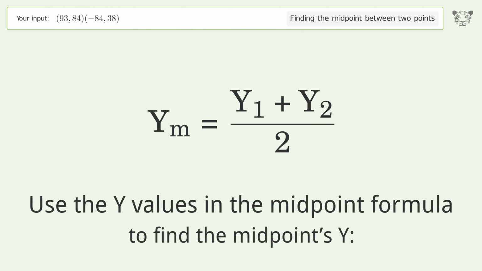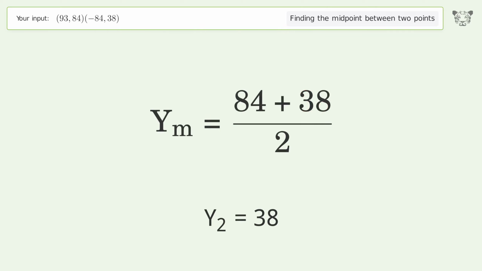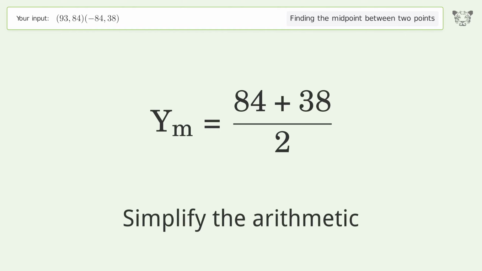Use the y values in the midpoint formula to find the midpoint's y. y1 equals 84. y2 equals 38. Simplify the arithmetic.